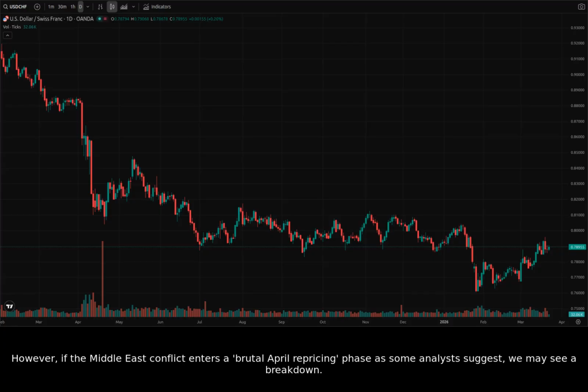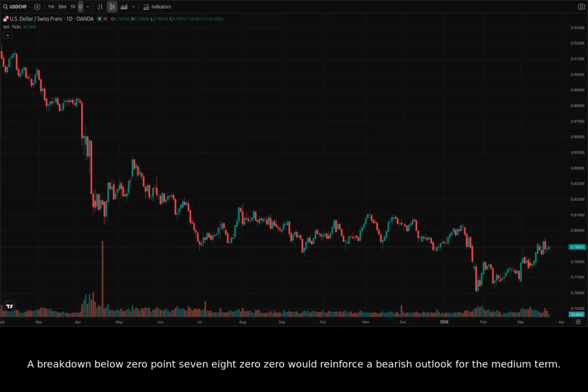However, if the Middle East conflict enters a brutal April repricing phase, as some analysts suggest, we may see a breakdown. A breakdown below 0.7800 would reinforce a bearish outlook for the medium term. Monitor the upcoming U.S. construction spending and ADP employment changes for potential U.S. dollar volatility. Also, watch for any emergency economic meetings in the UK or Europe that could affect safe haven flows.